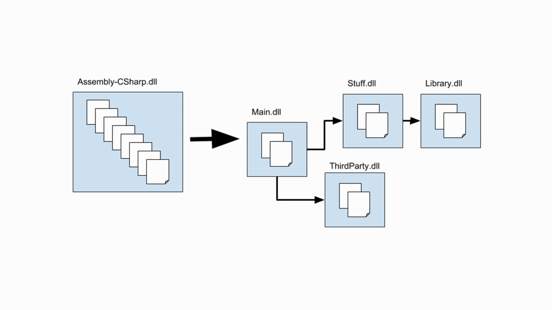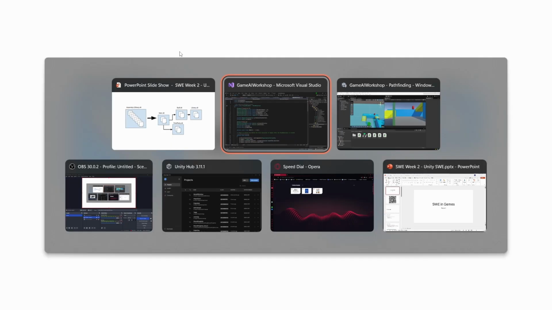So now stuff.dll doesn't have all the scripts, but it refers to library, and it's completely separated from third party. So any changes in third party are not going to cause stuff to recompile, but changes in library are going to cause stuff to recompile. So it enforces a relationship like this.